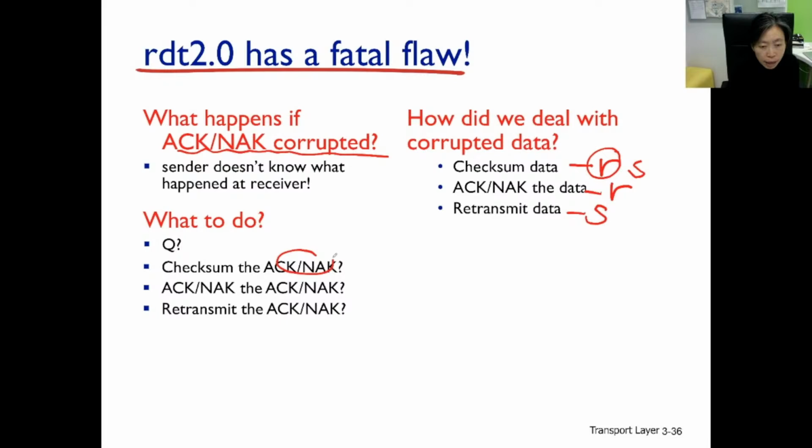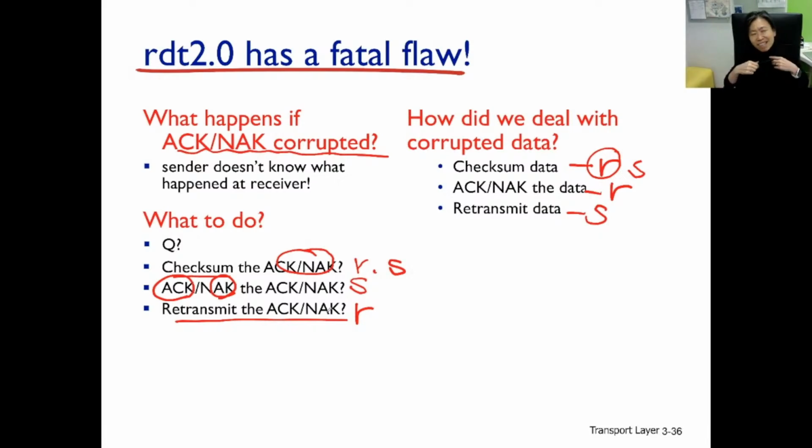So perhaps we will do this. ACK, NACK corrupted, there's potential. So why don't we do checksum on the ACK, NACK? The receiver adds a checksum for the ACK, NACK. The sender checks if the checksum matches. And the sender, upon seeing a mismatch, sends a NACK for the ACK or NACK. If it's a match, it sends an ACK for the ACK or NACK. Therefore, the data receiver can retransmit the ACK and NACK. Oh, makes sense.